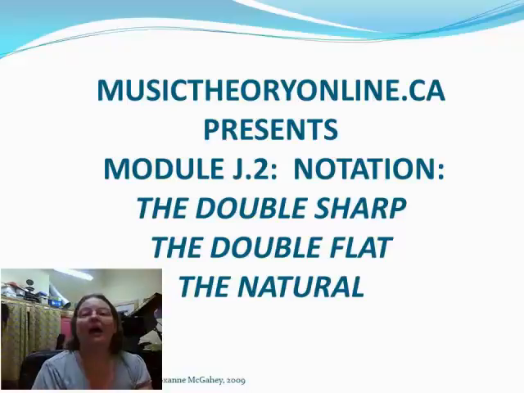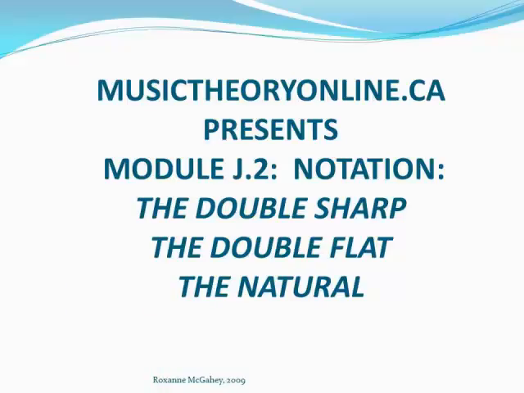Hi everyone. We're going to move on to our second module in the Junior Theory course and learn about accidentals, the double sharp, the double flat, and a little more about the natural. Remember, you can watch this module as many times as it takes for you to totally understand about the double sharp and about the double flat. Now off we go.